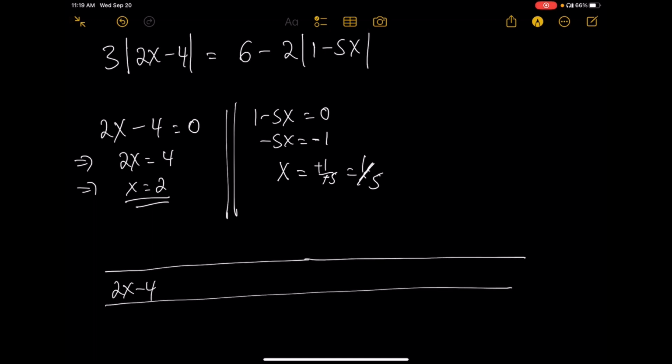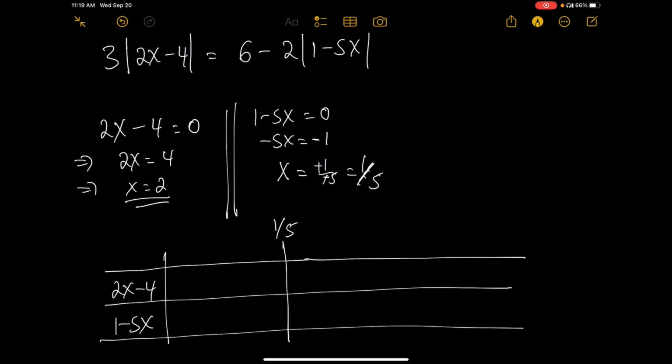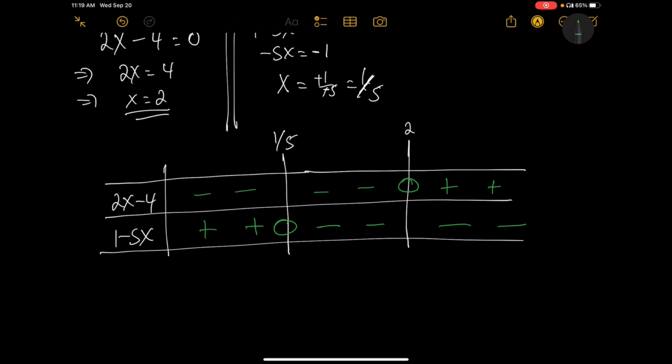and 1 minus 5x. If we have the sign chart, the critical points are 1 over 5 and 2. Okay, 2x minus 4 is 0 at 2. For numbers greater than 2 it will be positive, and for numbers less than 2 it will be negative. 1 minus 5x is 0 at 1 over 5. If x is greater than 1 over 5 it will be negative, but if x is less than 1 over 5 it will be positive. Very good.